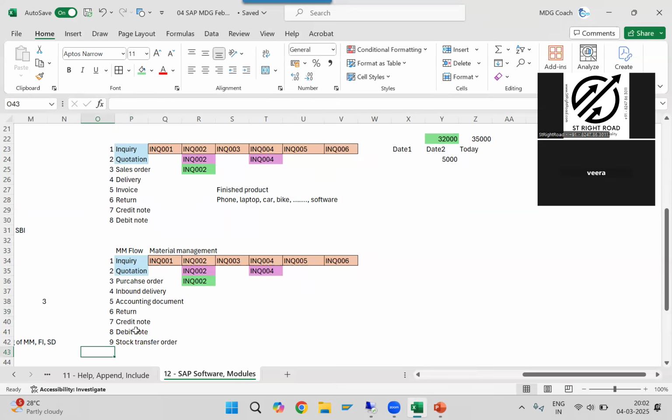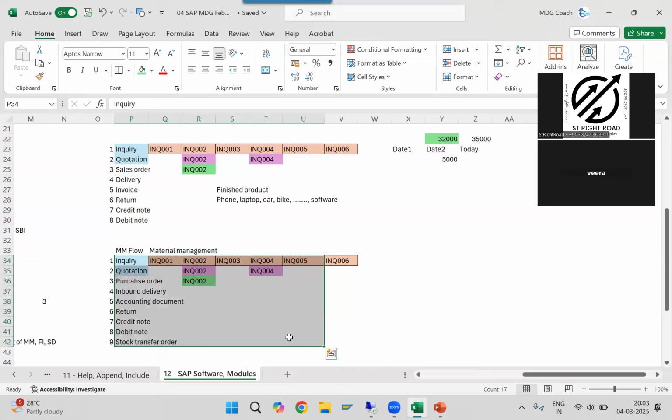Let's say you have a medical shop. If you see any Apollo medical shop, whatever product you want to purchase, if that is not available, what will they say? Please come tomorrow. It is available in my another branch. Means from branch to branch, they are shifting. Such kind of shifting, we call it a stock transfer order. Okay, B2B scenario. From one plant to another plant, they are going to make. This is MM flow. Clear?